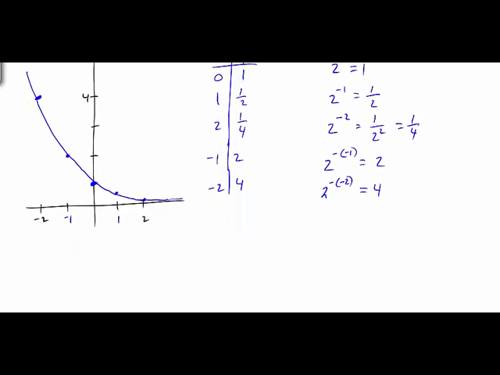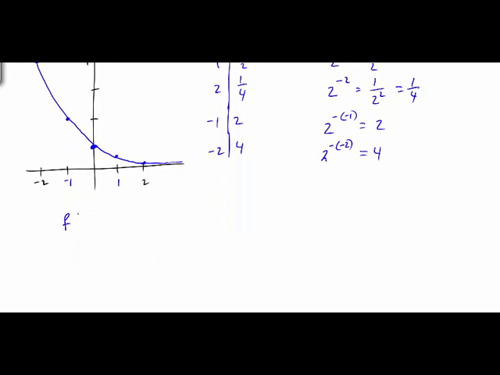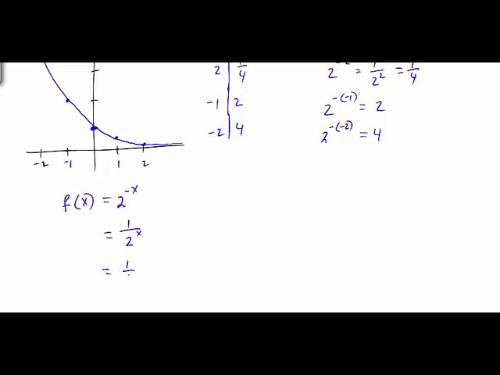Let's see what happens here if I was to rewrite this. If we had the function f of x equals 2 to the negative x, how do we make this exponent positive? Well, that would be 1 over 2 to the positive x. And really, couldn't we think of this as 1/2 raised to the x power? So if you notice here, this function is really 1/2 to the x, and here this a value is equal to 1/2, so therefore the graph is decreasing.